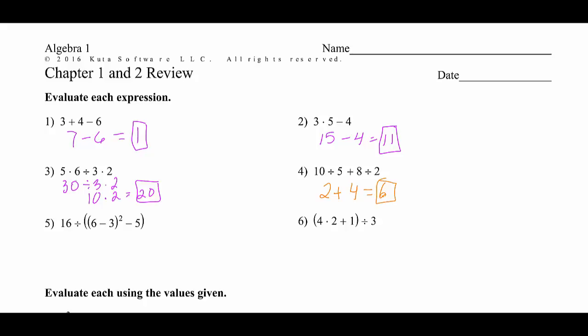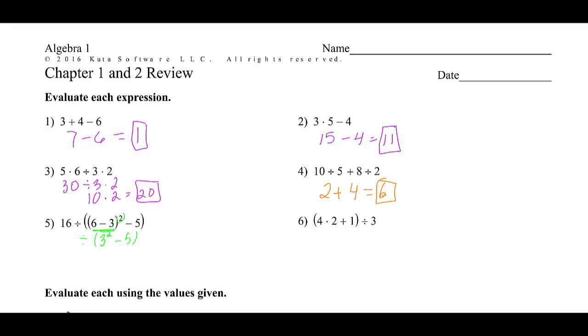And then 5 gets a bit more complicated. So we've got parentheses, which come first, but we have parentheses inside of parentheses. We always go to the most inside parentheses first. We want to take care of what's inside here. 6 minus 3 is 3. We have an exponent. We're going to square the 3 and then subtract 5. That's all for that parentheses.